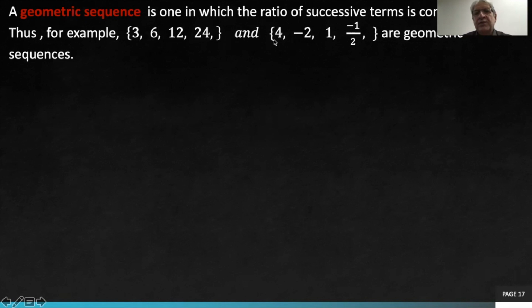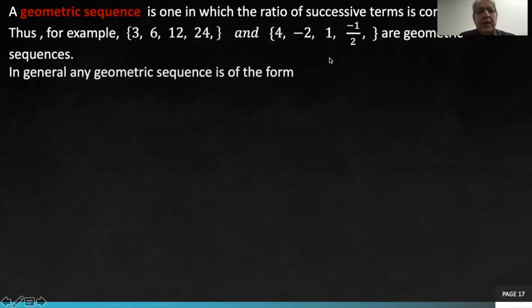Now you can look at this one. This is 4, and then it will be minus 2. That's actually you are multiplying by negative half. Again, you are multiplying by negative half, you are going to get 1. Again, you are multiplying by negative half, you are going to get minus 1 over 2. So therefore, geometric progression or geometric sequences.